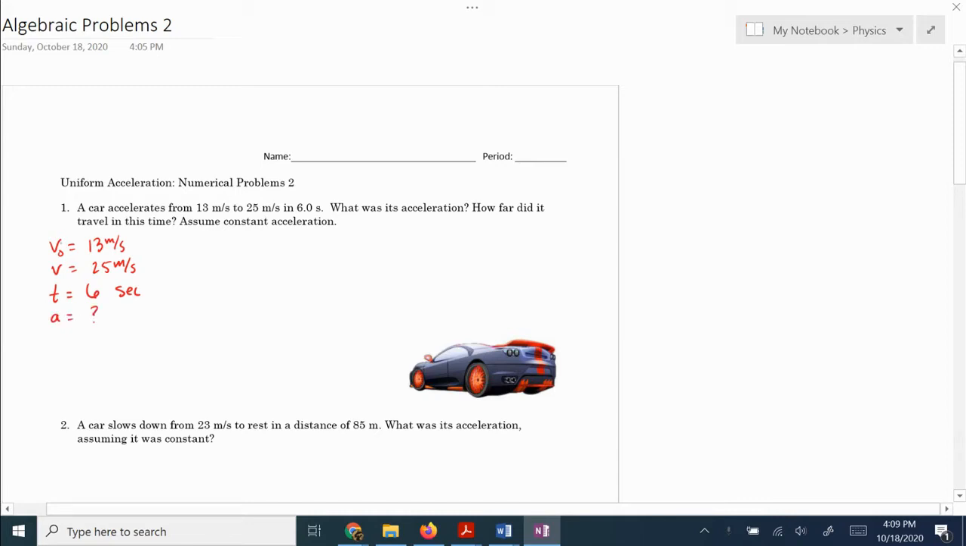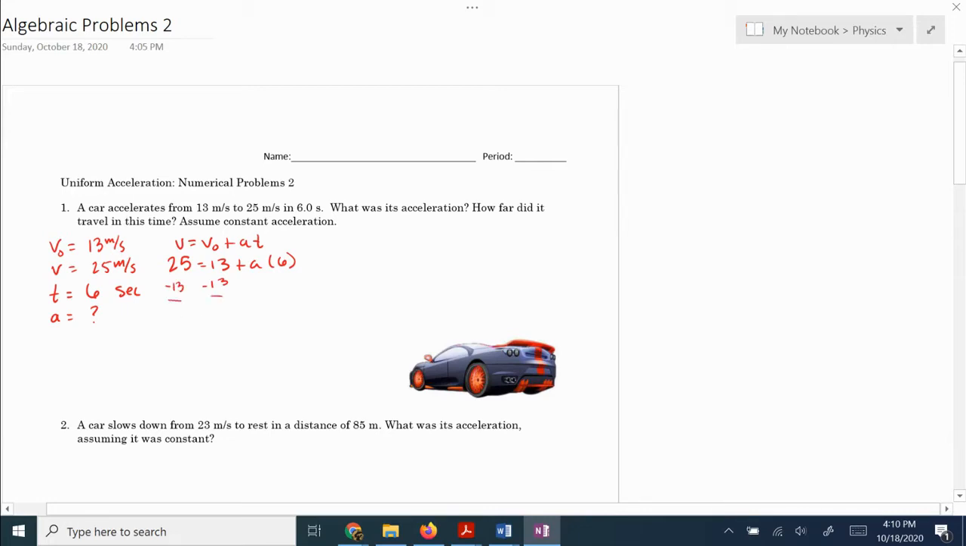So in looking at that, we have final velocity and time. The only equation that has final velocity and time is the Paul equation. So remember, write out the Paul equation like so, and then fill it in with the things that you know. So 25 equals 13 plus a times 6. You've got to subtract the 13 first, so subtract 13 from both sides.